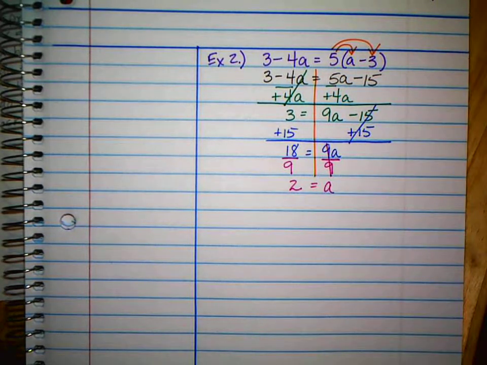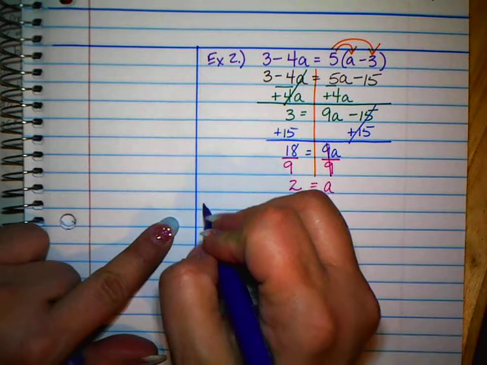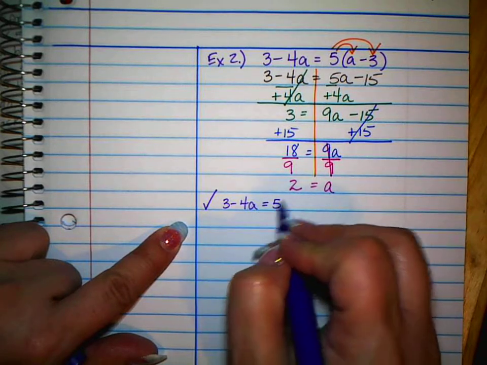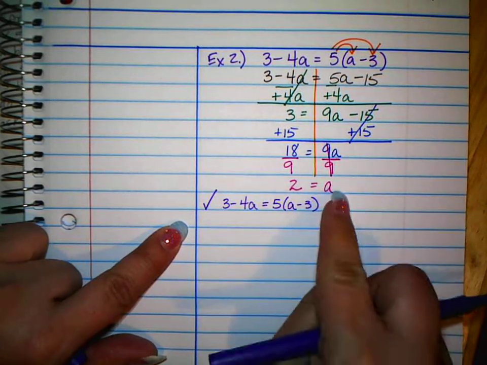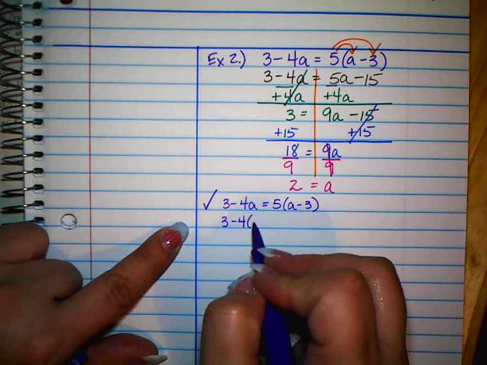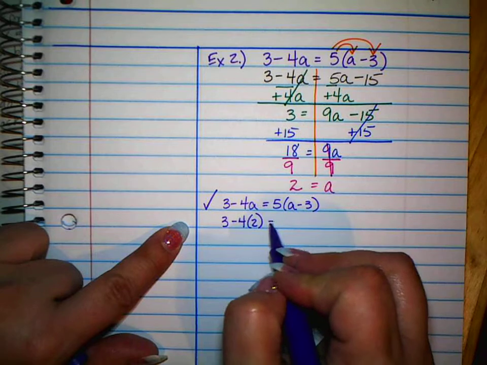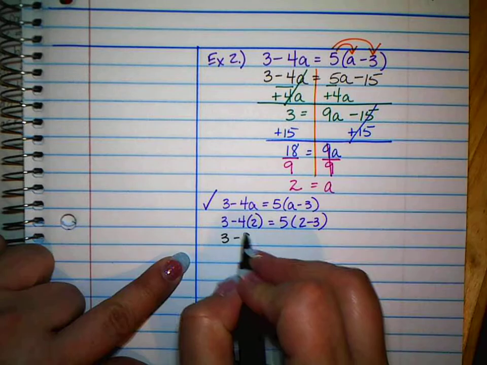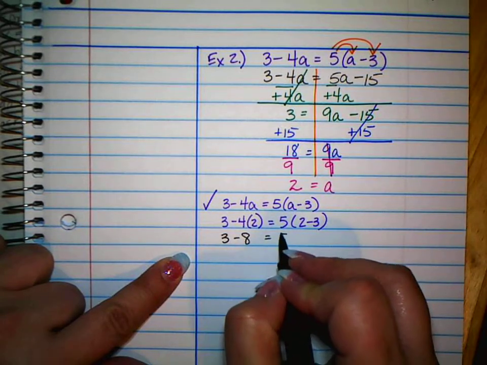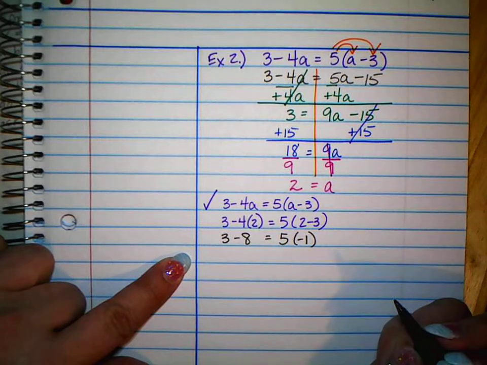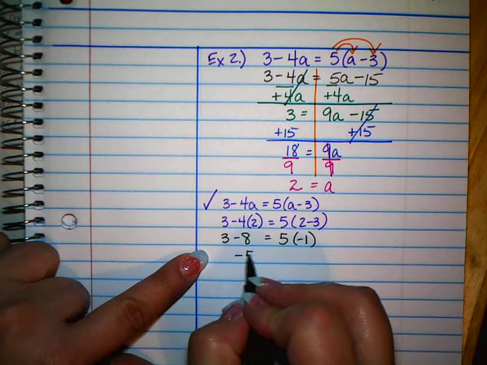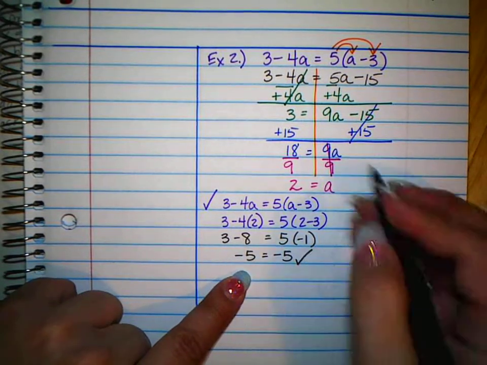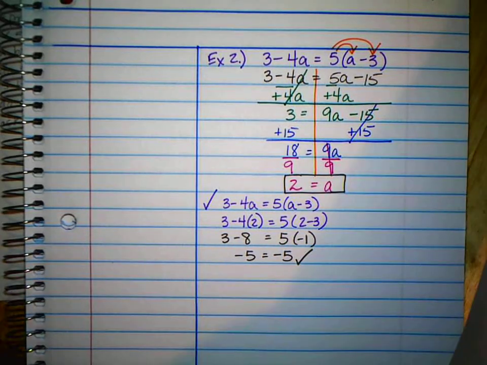Again, before I can box or circle, I want to check my problem. Copy down the original problem. Now I substitute in. And I start working it. 3 minus 8, 5 times a negative 1. 3 minus 8 is negative 5. 5 times negative 1 is negative 5. Those are the same, so they equal. They check. So I can box my answer.